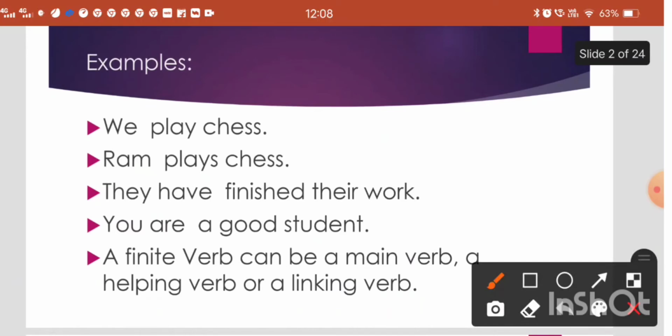See the examples. Let's understand through examples. We play chess. Ram plays chess. The action word is play or plays. In the first sentence we have used play. Why? In the second sentence we have used plays. Why? So let's find out the answer.